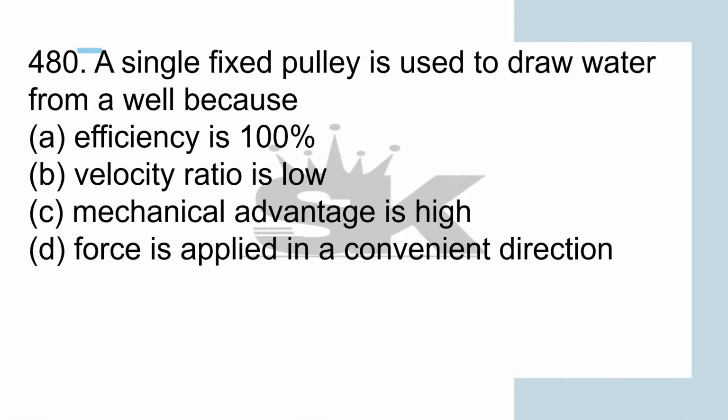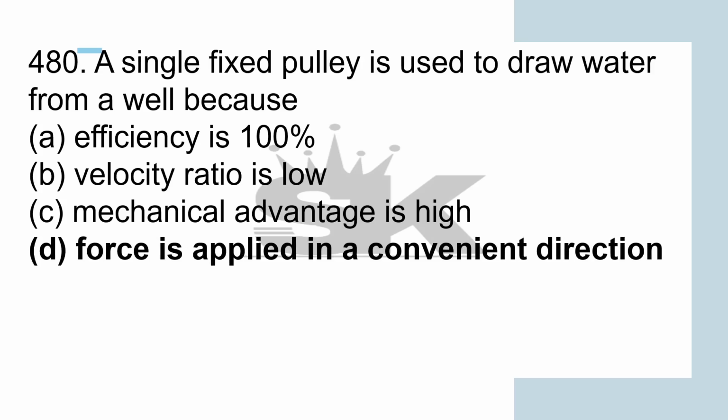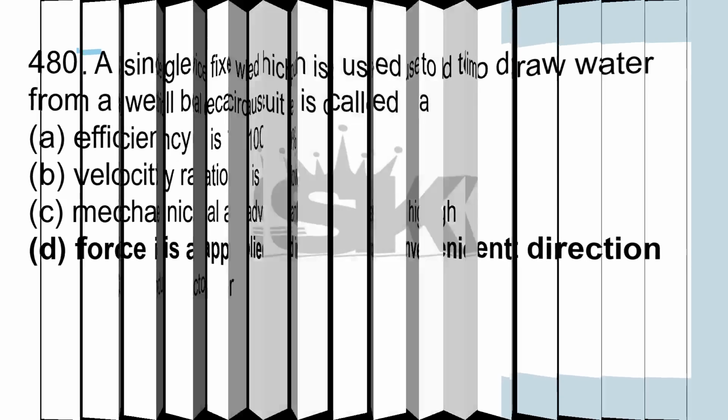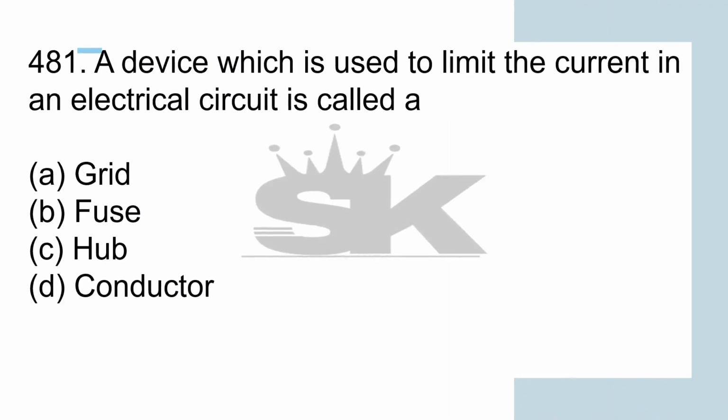A single fixed pulley is used to draw water from a well because force is applied in a convenient direction. A device which is used to limit the current in an electric circuit is called a fuse. If fluctuations or more current is coming to the device, the fuse will melt.